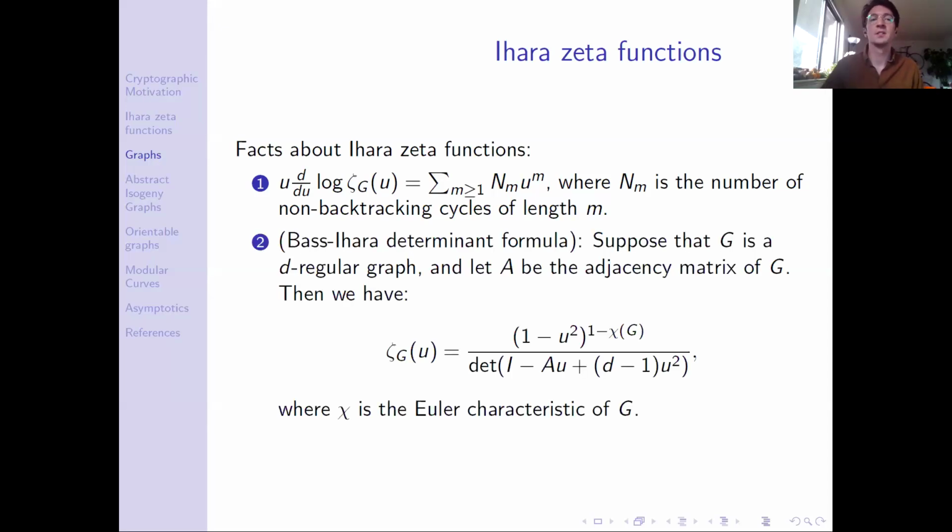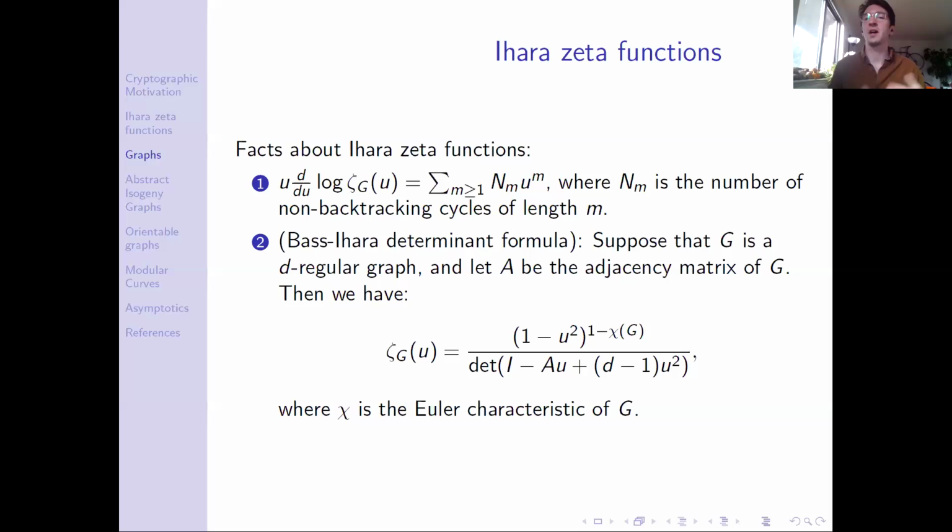And another fact is that in the classical case, there's this very clean formula for the Ihara zeta function. If you have a regular graph and you let A be the adjacency matrix, then the zeta function can be written as this rational function. This is why I said earlier, if you don't know things like meromorphic functions, you can forget about that and just think of this as a ratio of two polynomials.